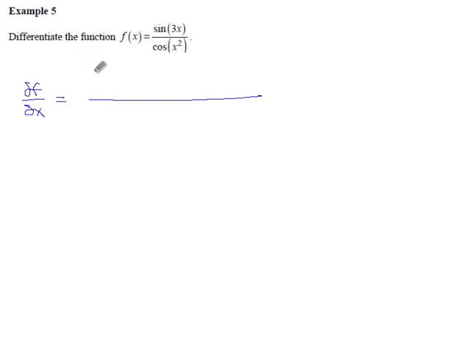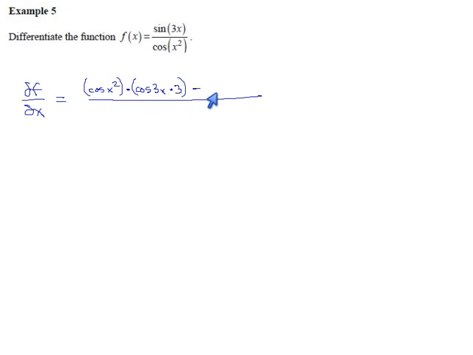Let's see what we have here. Our bottom is cosine x squared times the derivative of the top. Now careful, chain rule happens here. The derivative of sine 3x is cosine 3x, first of all, times the derivative of the 3x, which is just 3. So that's our first. Sorry, I should be saying bottom d top is more like the truth.